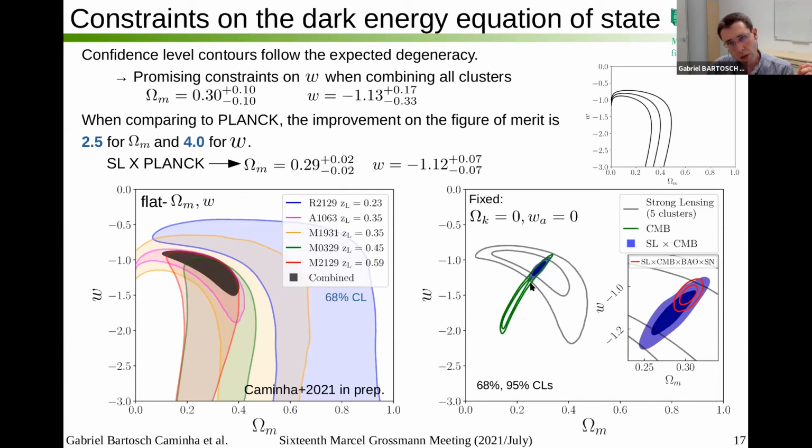And here on the right, I'm showing again the combination with all the probes. Here again in green, the CMB constraint only. In blue, the strong lensing times CMB, and in red, all the 4 standard cosmological probes. In this cosmology, given the direction of the degeneracy of 2 of the probes, for example CMB and strong lensing, we improve much more the figure of merit of the cosmological parameters. Basically, it's a factor of 2.5 for omega matter and 4 for w, just because of these orthogonal degeneracies.